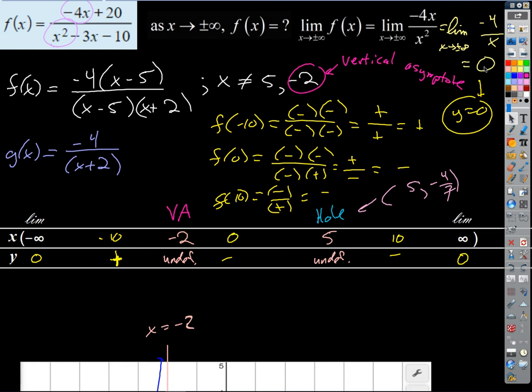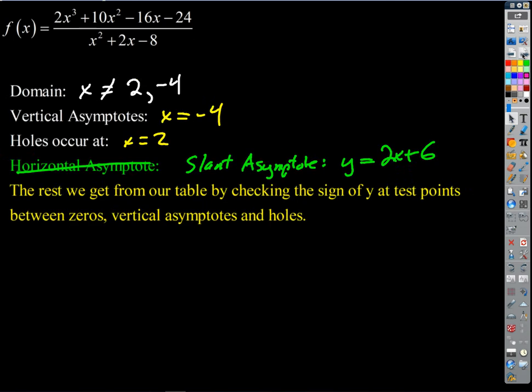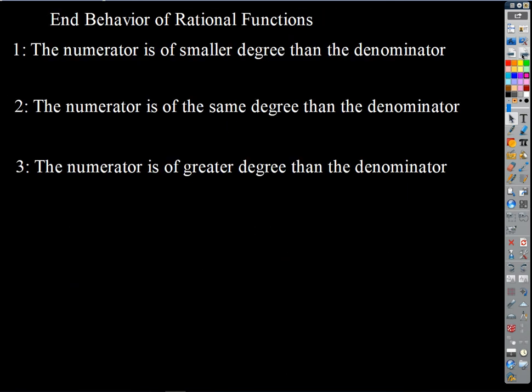So if the bottom is a higher degree polynomial than the top in a rational function, numerator is smaller degree than the denominator, then you get the horizontal asymptote. The horizontal asymptote is going to be y equals 0 every time.